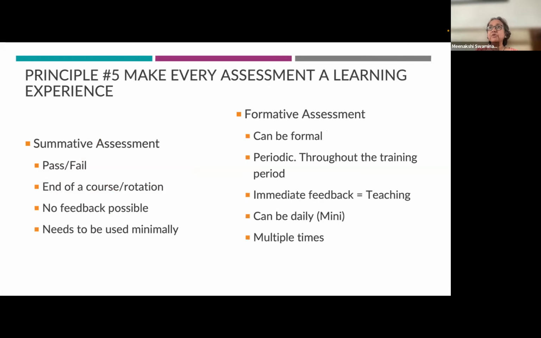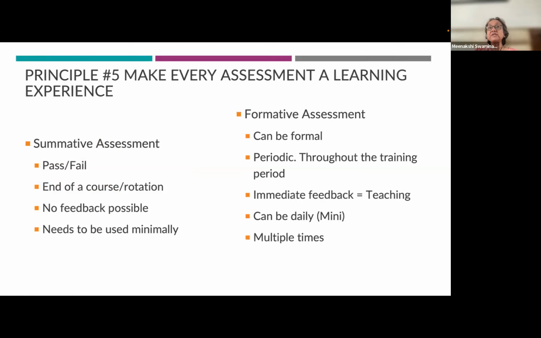I'm sure many of you are familiar with these two terms that are important, a summative assessment and a formative assessment. So what are these two? A summative assessment usually gives a pass or fail at the end of the assessment, and is typically done at the end of a course or rotation. No feedback is possible typically, and hence it needs to be used minimally.